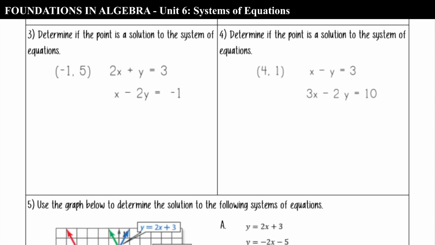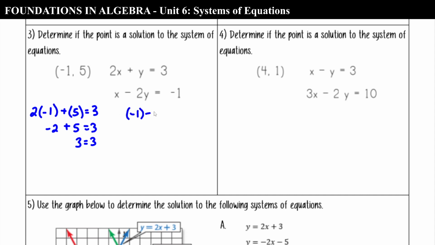For number 3, we're going to determine if the point is a solution to the system of equations. To do that, we're simply going to plug our point in and see what we get. So our x value is -1, so I'm going to plug that in for x. Our y value is 5, so we plug that in here. And we see if we get 3 on the left-hand side. Well, 2 times -1 is -2, plus 5 is 3. And so we get 3 on this side. So it checks out, which means we have to go to the other one and check that one.